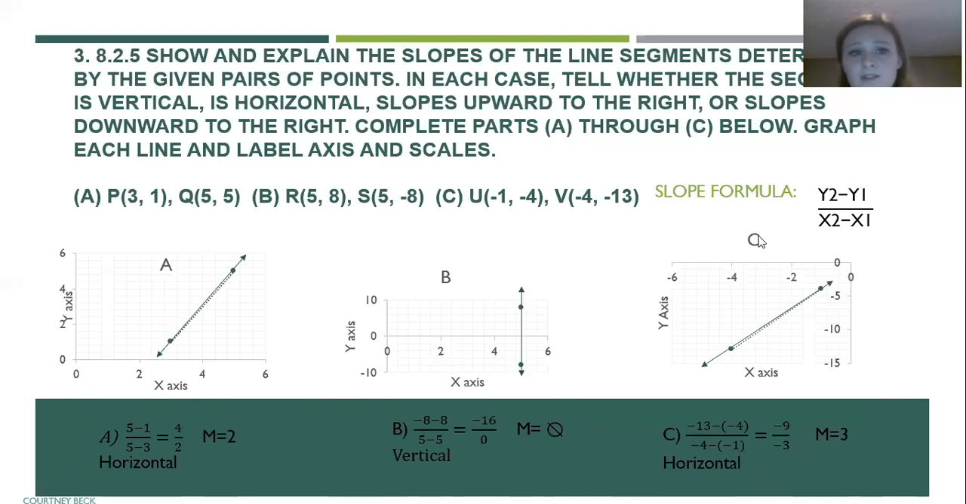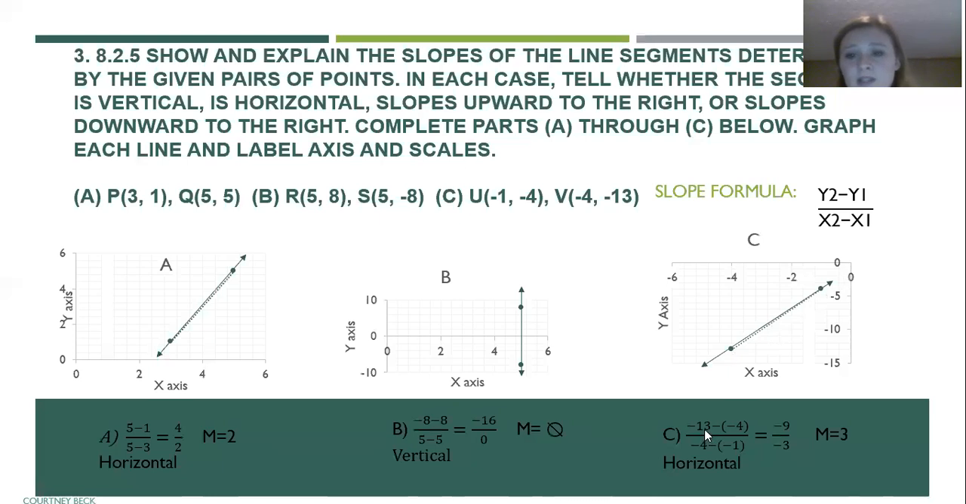And then we have C, which here's our points, -1 and -4, -4 and 13. So again, we're going to put our x first. So -4 and 13, then -1 and 4. Connect those 2 points, and our slope is going upward, and it is horizontal.